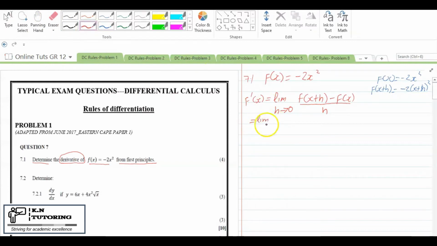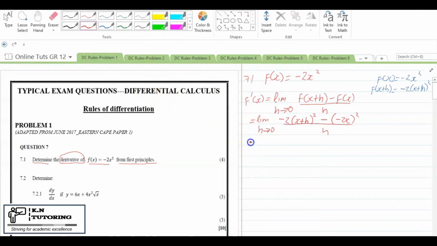I'm going to simplify in here for substitute. I will have limit as h approaches 0, f of x plus h is given by minus 2 into x plus h squared minus. Now it's very important to put this inside the bracket, as this negative is going to affect whatever is inside the bracket. So we're going to have minus 2x squared divided by h.